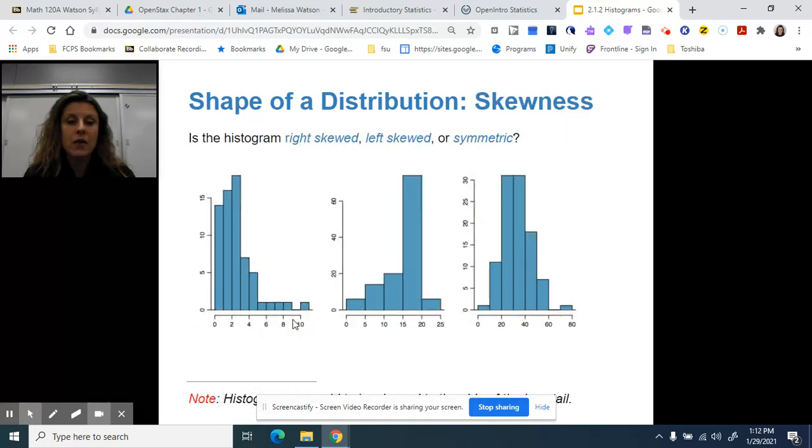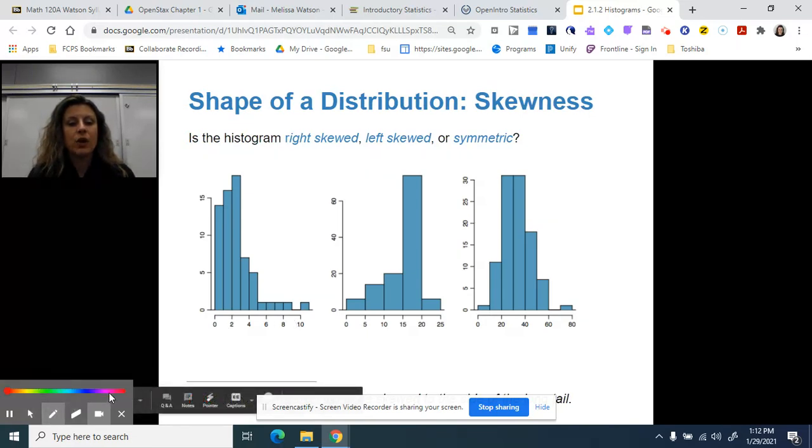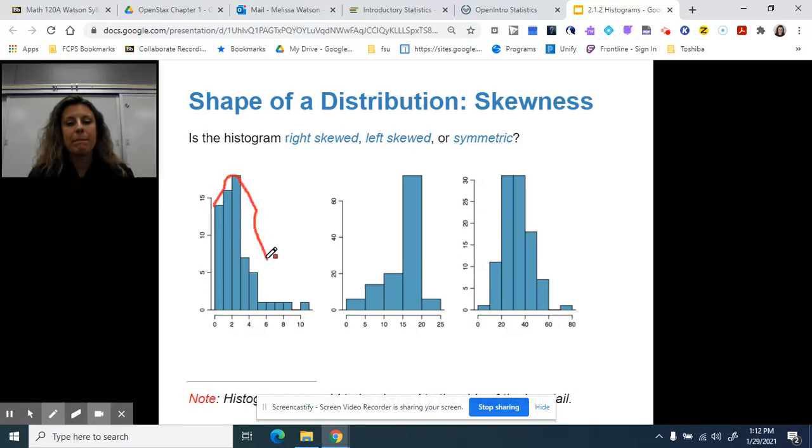Okay, we can also tell the shape of a distribution from a histogram. So again, if we think about drawing a smooth curve over top of our data, with this first one, we have a peak at the smaller values. So maybe from 0 to 4 is where the peak is, and then it trails off slowly to the right. So we name the skews by the longer tail. So this is a right skewed graph.